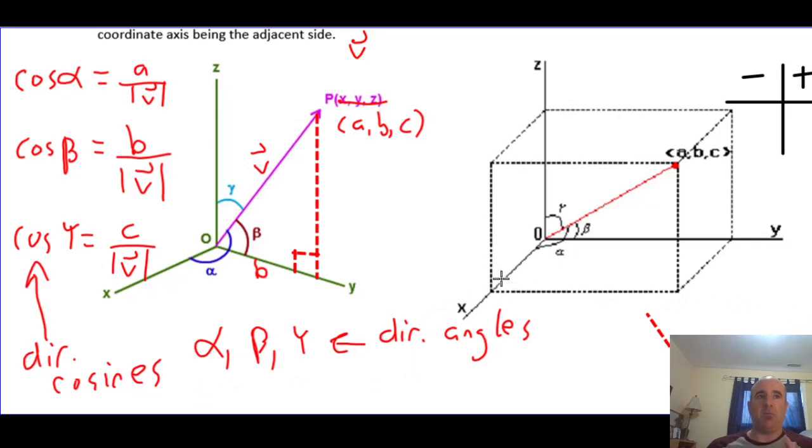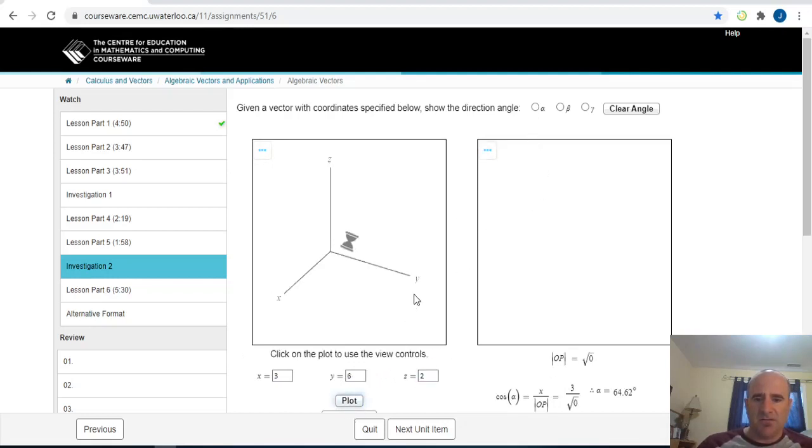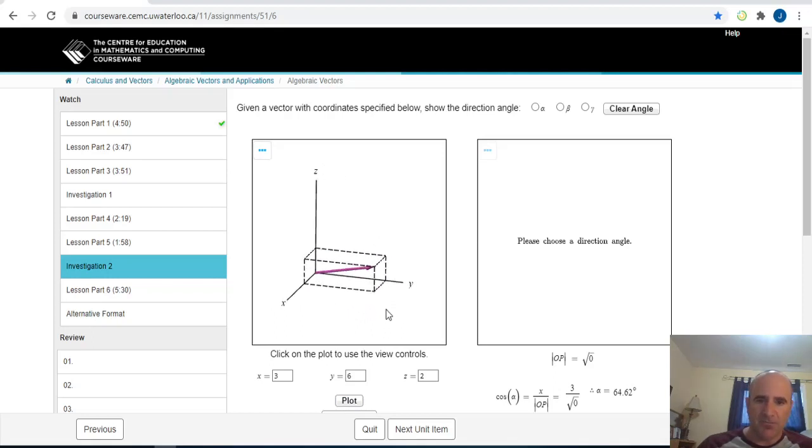I'm going to pull up one other tool on the internet for you to look at, though, before I move on. Okay, so this is part of the coursework for University of Waterloo. It allows you to enter a vector's coordinates in, and you have to do positive ones. Let's say 3, 6, 2. Plot. Okay, and it shows you vector 3, 6, 2. It fills in a little triangle there for you, a little rectangular prism for you. And then you can actually see the angles.